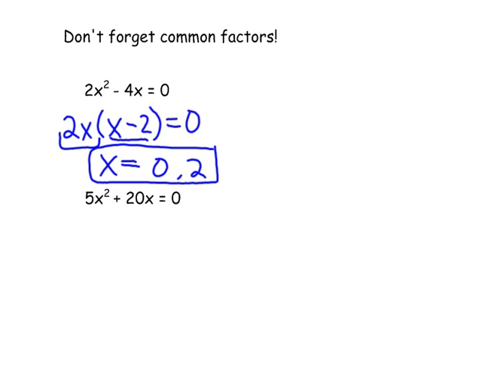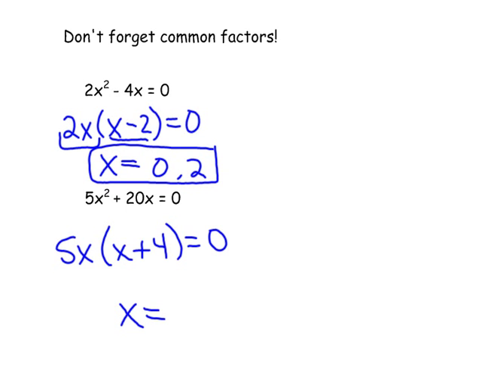On the next one, we have 5x squared plus 20x equals 0. I can factor out a common factor of 5x. I'm left with x plus 4. So once it's factored, we're ready to find x. 5 times what gives me 0? 0. And what value of x makes x plus 4 equal 0? Negative 4.